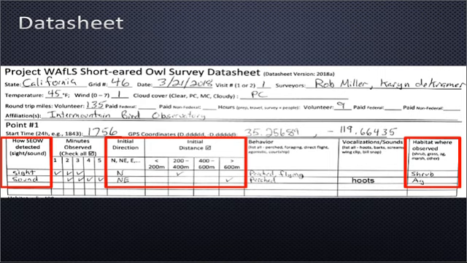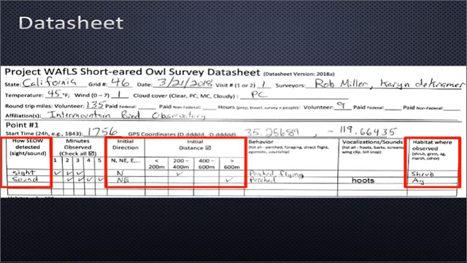And you just check what the initial distance was. If the bird's flying towards you, it's still the initial distance when you detected it, even if it flies directly over your head. And then note the habitat that the owl was above when you first saw it. So you may be in grassland, but the owl is in shrubland. Or you may be in shrubland and the owl is above agriculture. So we have you note that down there.